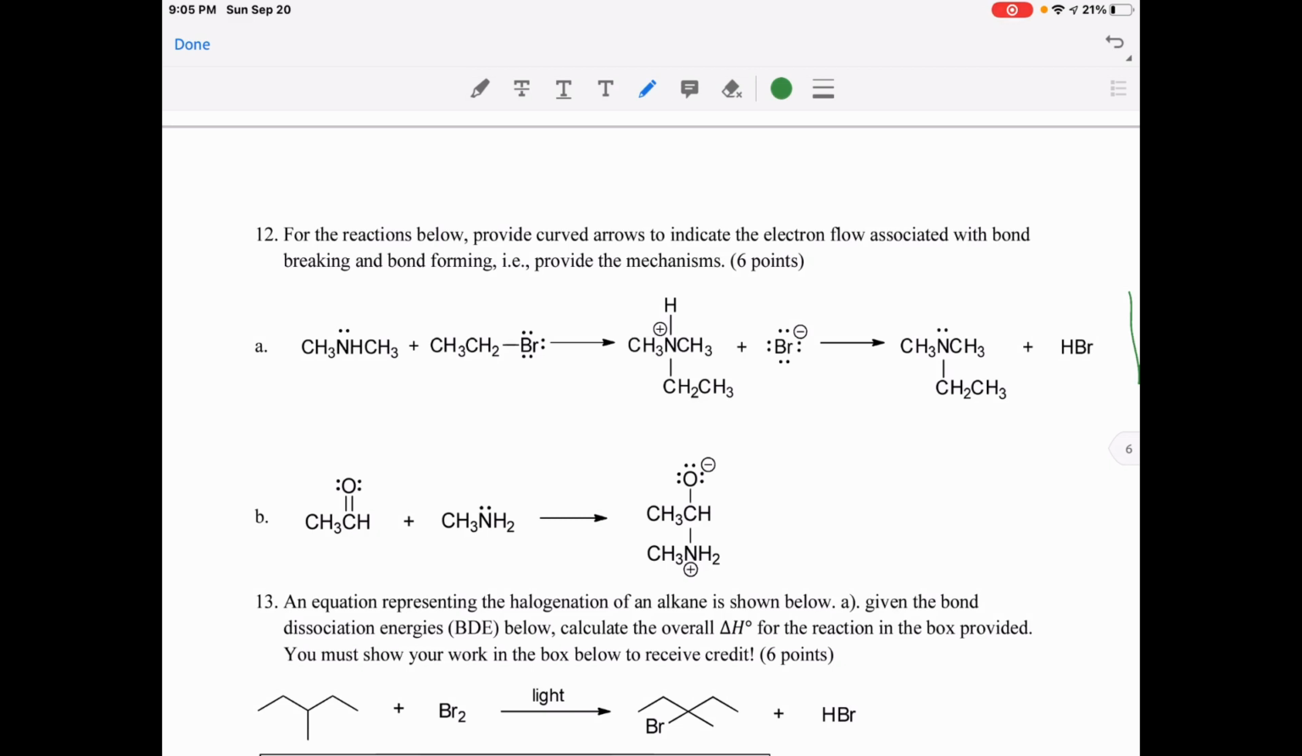For question 12, we are given a set of reactions and we're asked to provide the electron flow associated with bond breaking and bond forming. So to do this type of problem, what we have to first consider is that we have to look at the final product, and that will give us a hint about how the electrons flowed.